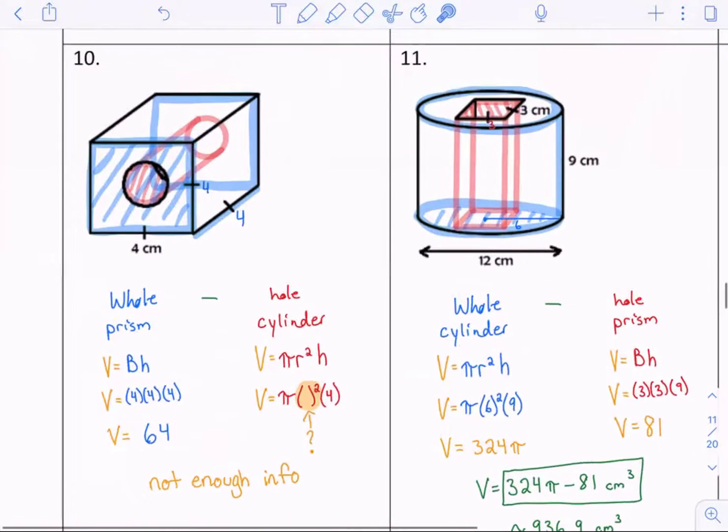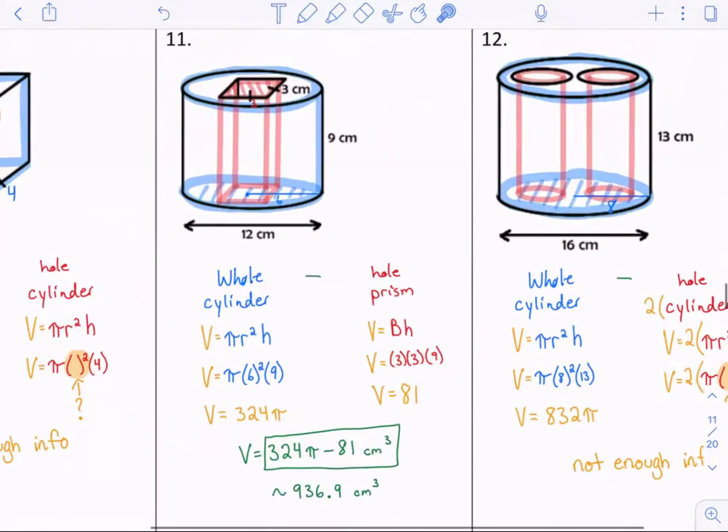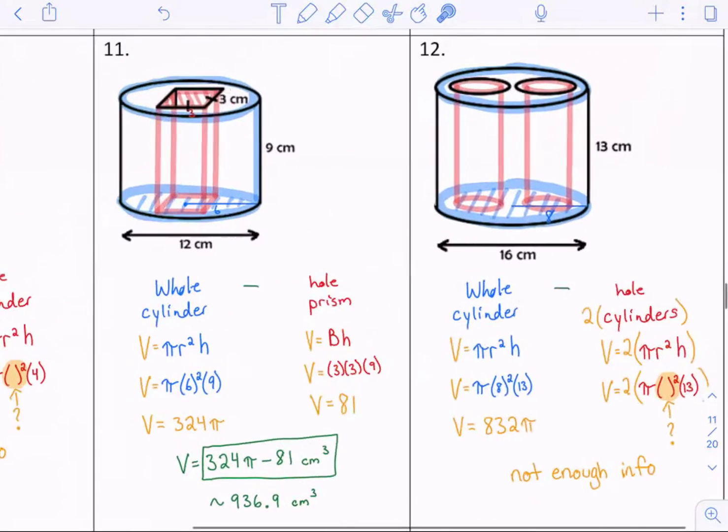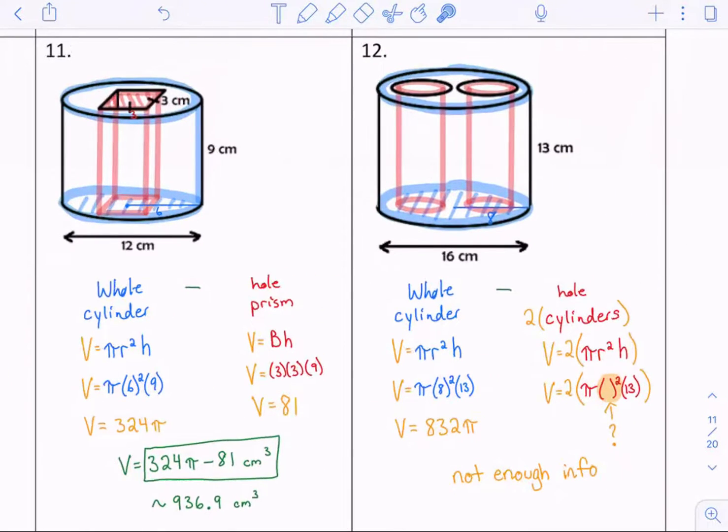Number 10, I already told you there was not enough info, but this is as much information as we can get. Here's number 11. And number 12. Again, not enough info, but it's really cool to try and draw those pieces to see what it's made of.